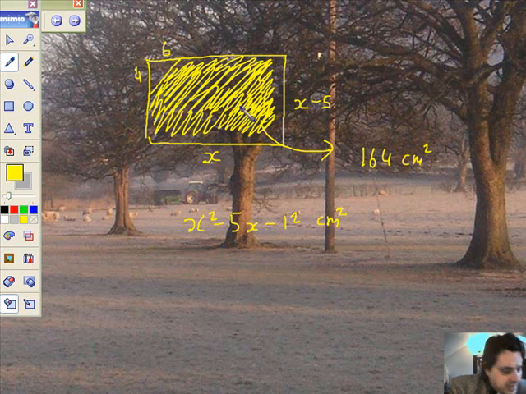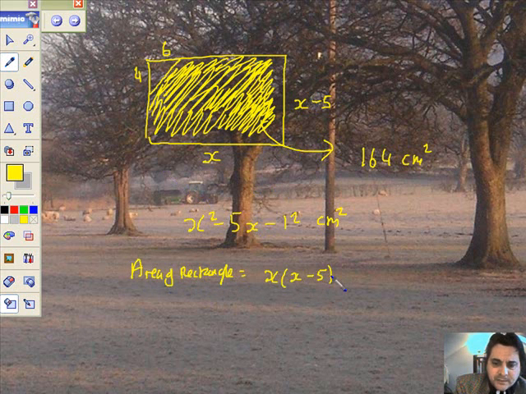Essentially, this is the shaded area, but the whole rectangle has a certain area. Show that the shaded area is all of that. Okay, fine. So what have I got? I've got a whole rectangle. So let's just fully lay it out for the examiner. Area of rectangle. That's not difficult. It's going to be x times x minus 5. Leave it like that for now.